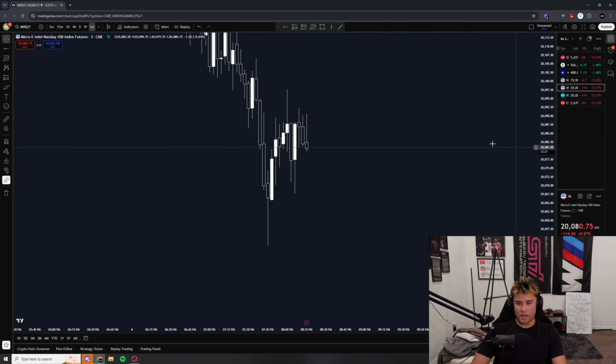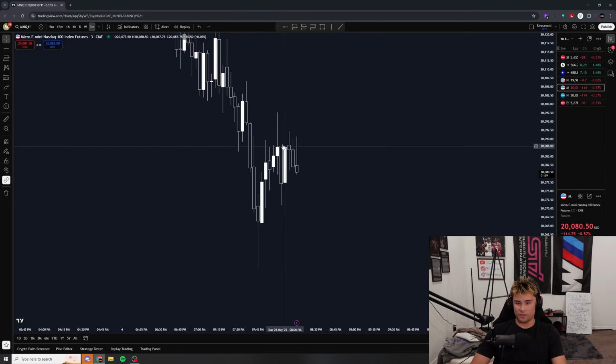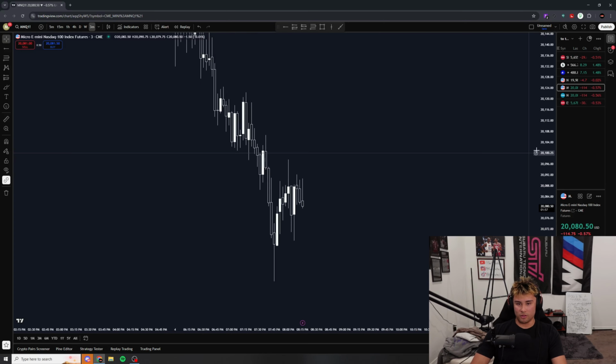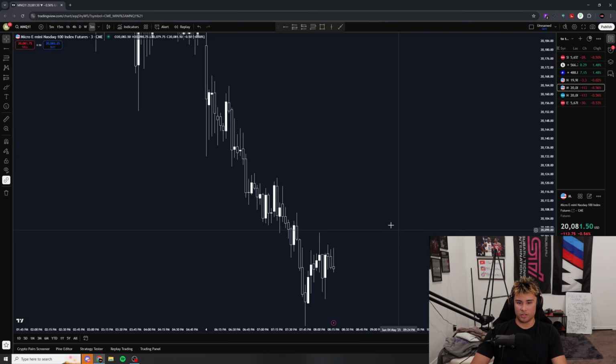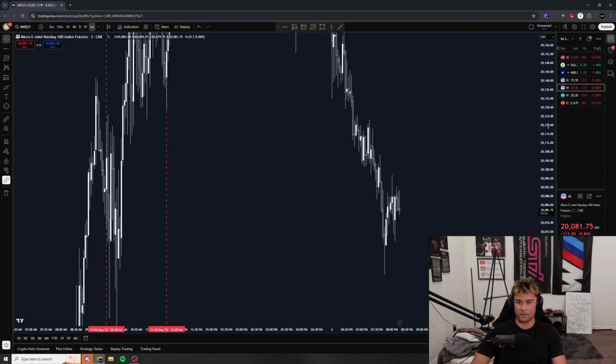So, for example, right here, I probably wouldn't be looking for anything. This looks like a bit of choppiness to me. If, gun to my head, I had to pick a direction, I'd probably pick shorts just because that would be playing with the higher time frame bias.